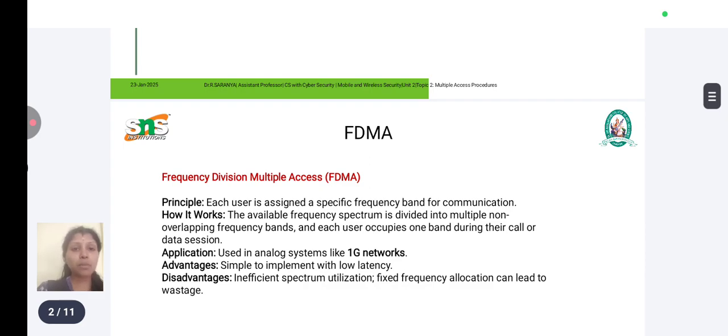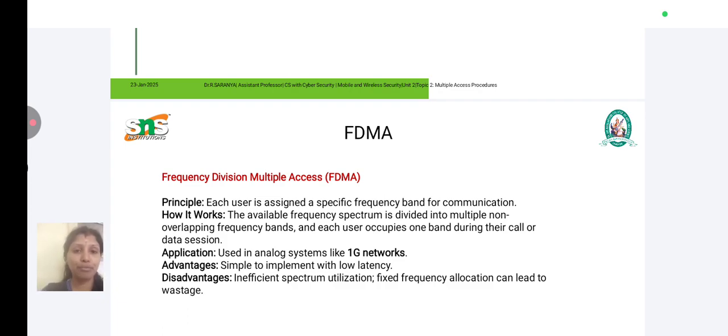Now let us see what is meant by frequency division multiple access. That acronym we used to say FDMA. The principle of FDMA is that each user is assigned a specific frequency band for communication through telephone. The available frequency spectrum is divided into multiple non-overlapping frequency bands. Each user occupies one band during their calls or data session. Most probably, FDMA was used by the 1G network.